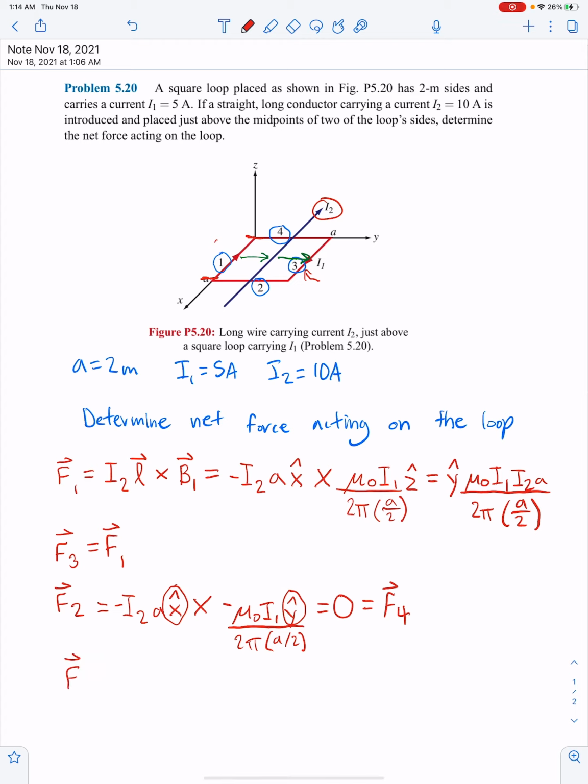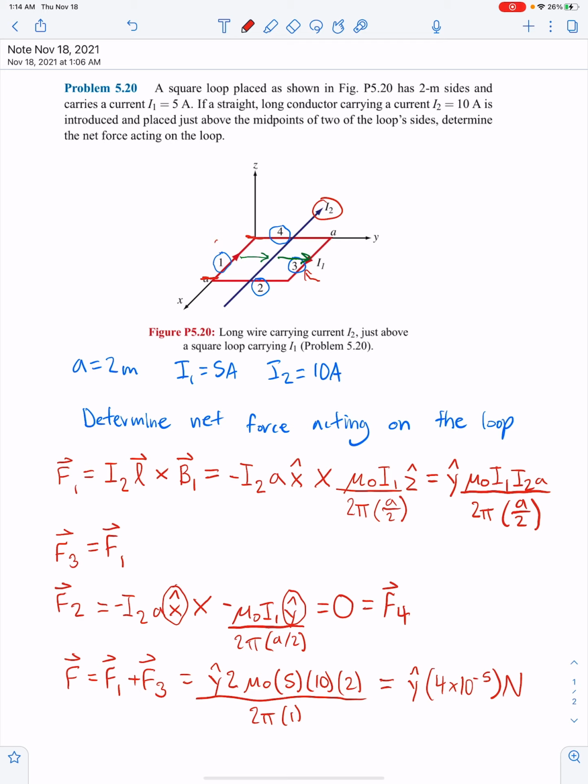So we can say our force is equal to F1 plus F3, which is equal to y hat 2 mu naught I1 is 5 amps, I2 is 10 amps. And then we have our A, which is 2, over 2 pi times A over 2, which is 1. And we know mu naught is 4 pi times 10 to the negative 7th. If we compute this out, it'll equal y hat 4 times 10 to the negative 5th newtons. Okay, I hope this helps. Thanks for watching.